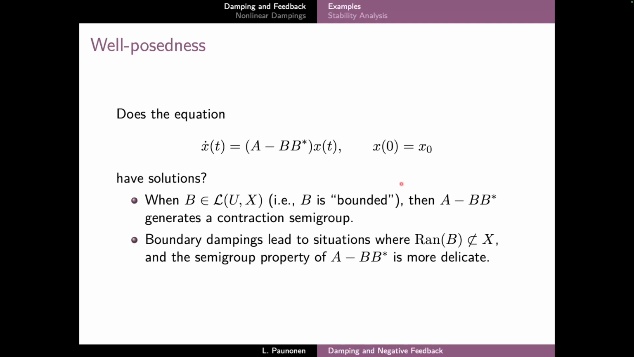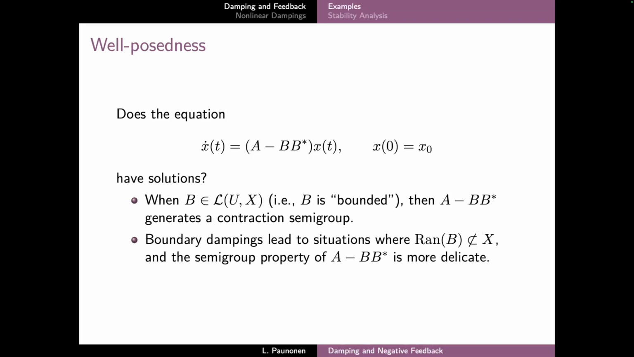In the case where B is a bounded operator, we have well-known perturbation theory for contraction semigroups, which guarantees that also the operator A minus BB star does generate a contraction semigroup, and because of this, our equation has well-defined solutions for all initial states. On the other hand, in the case of boundary dampings, the operator B fails to be bounded because somehow it maps outside our state space X. And in this case, the semigroup property of A minus BB star is more challenging.